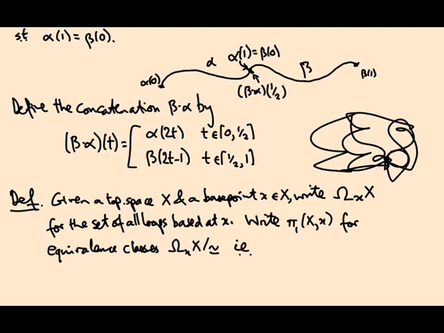i.e. gamma is equivalent to delta if gamma is based homotopic to delta. And now I claim that's a much, much smaller set. It's not obvious, but it's believable, right? Because homotopies can do all sorts of crazy things to loops. We've already seen that in R^n, there's only one homotopy class of loops based at the origin. So this is much, much smaller than the set of all loops.